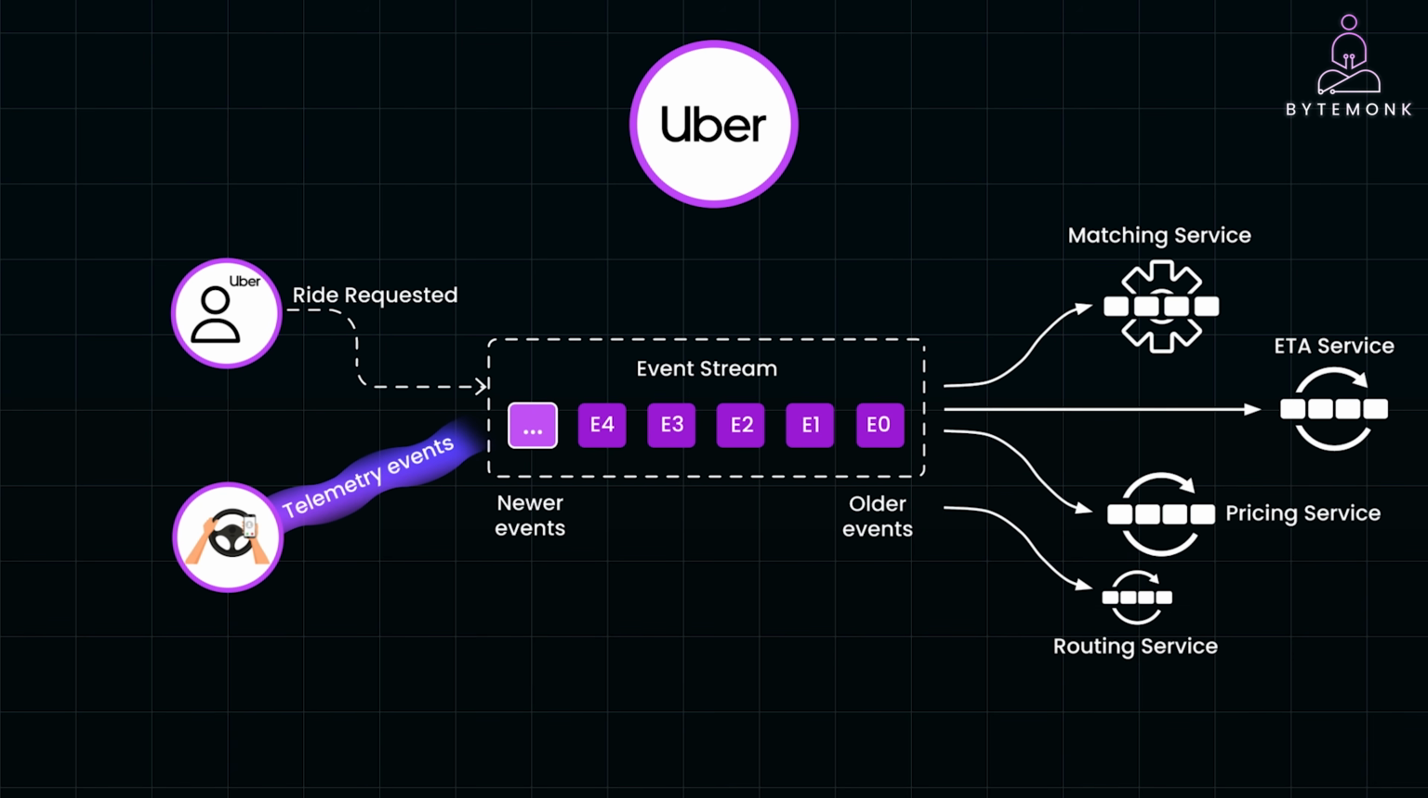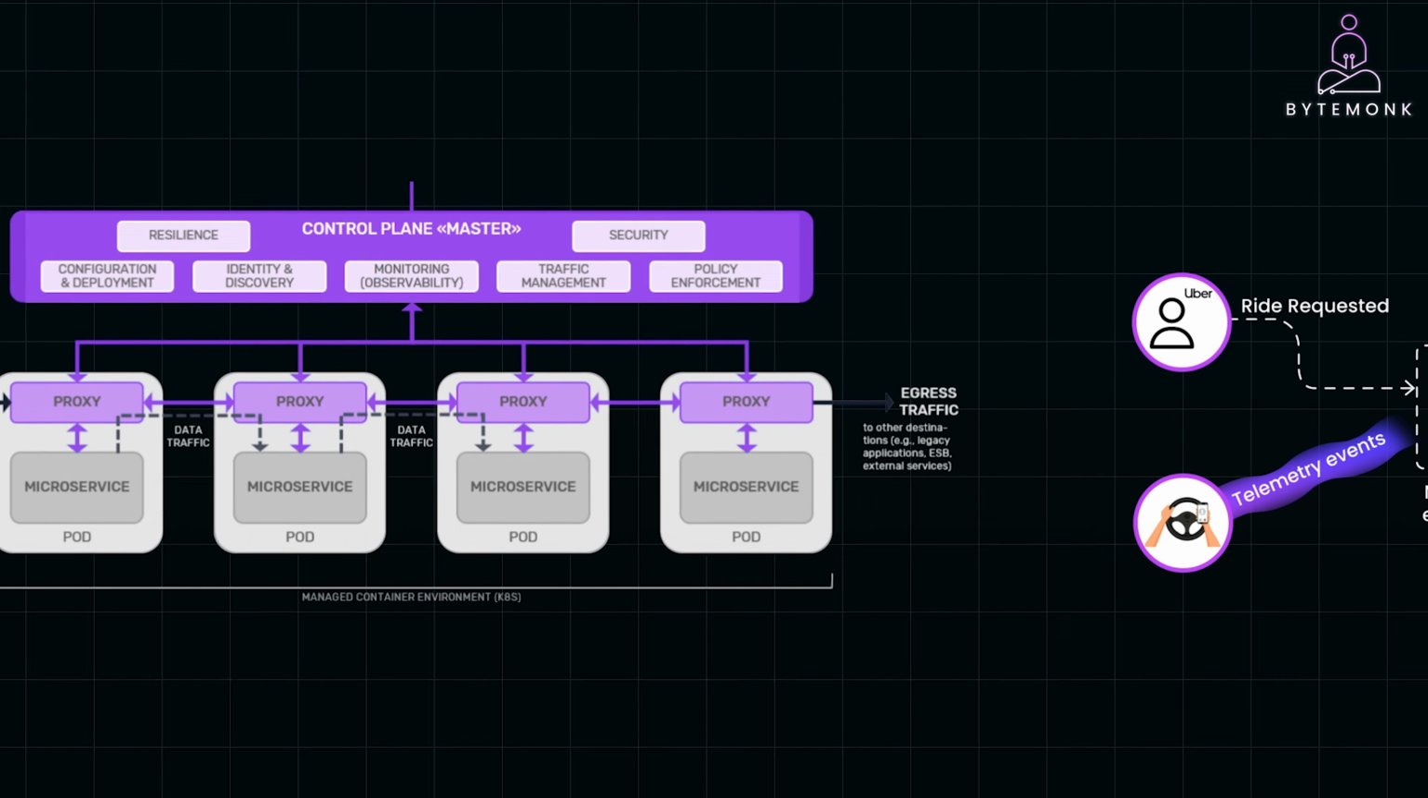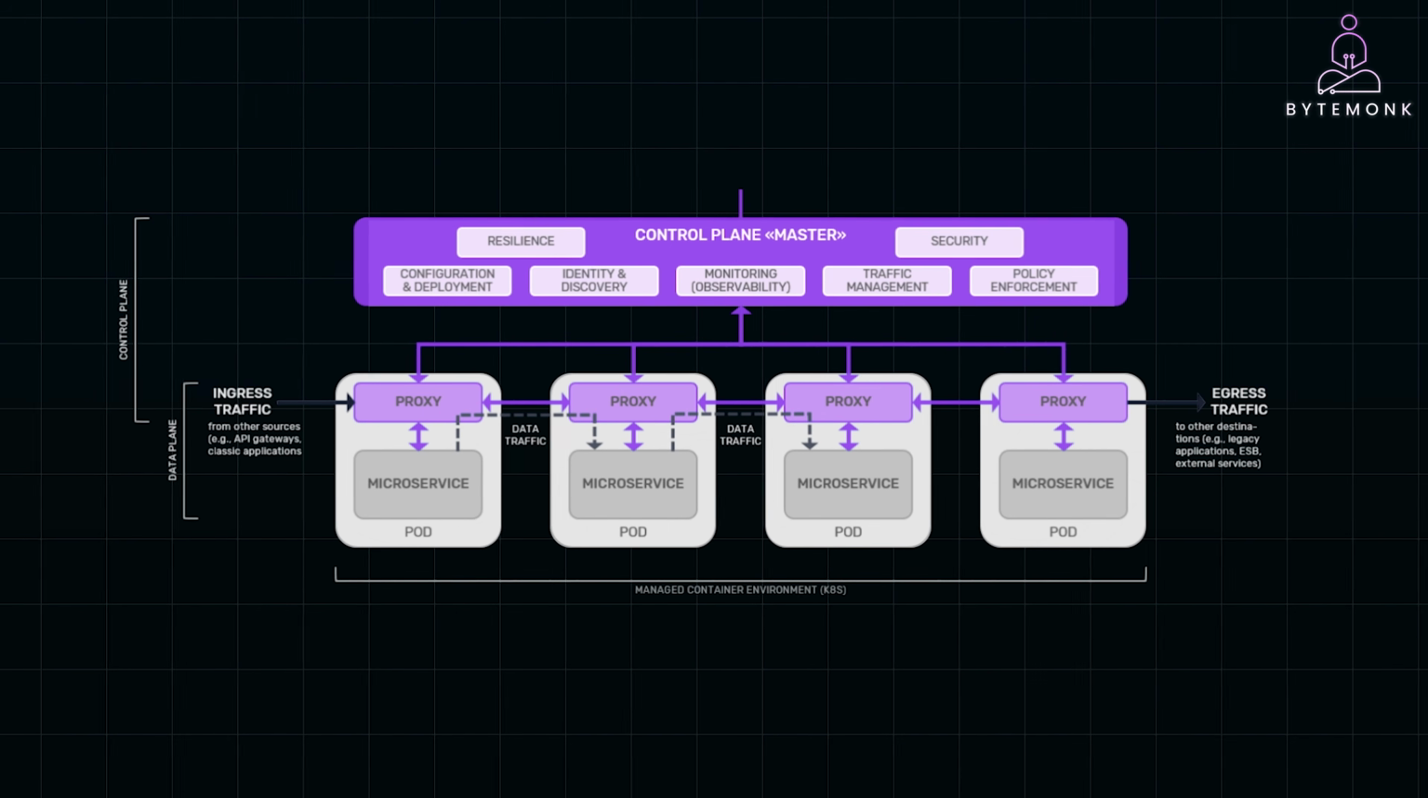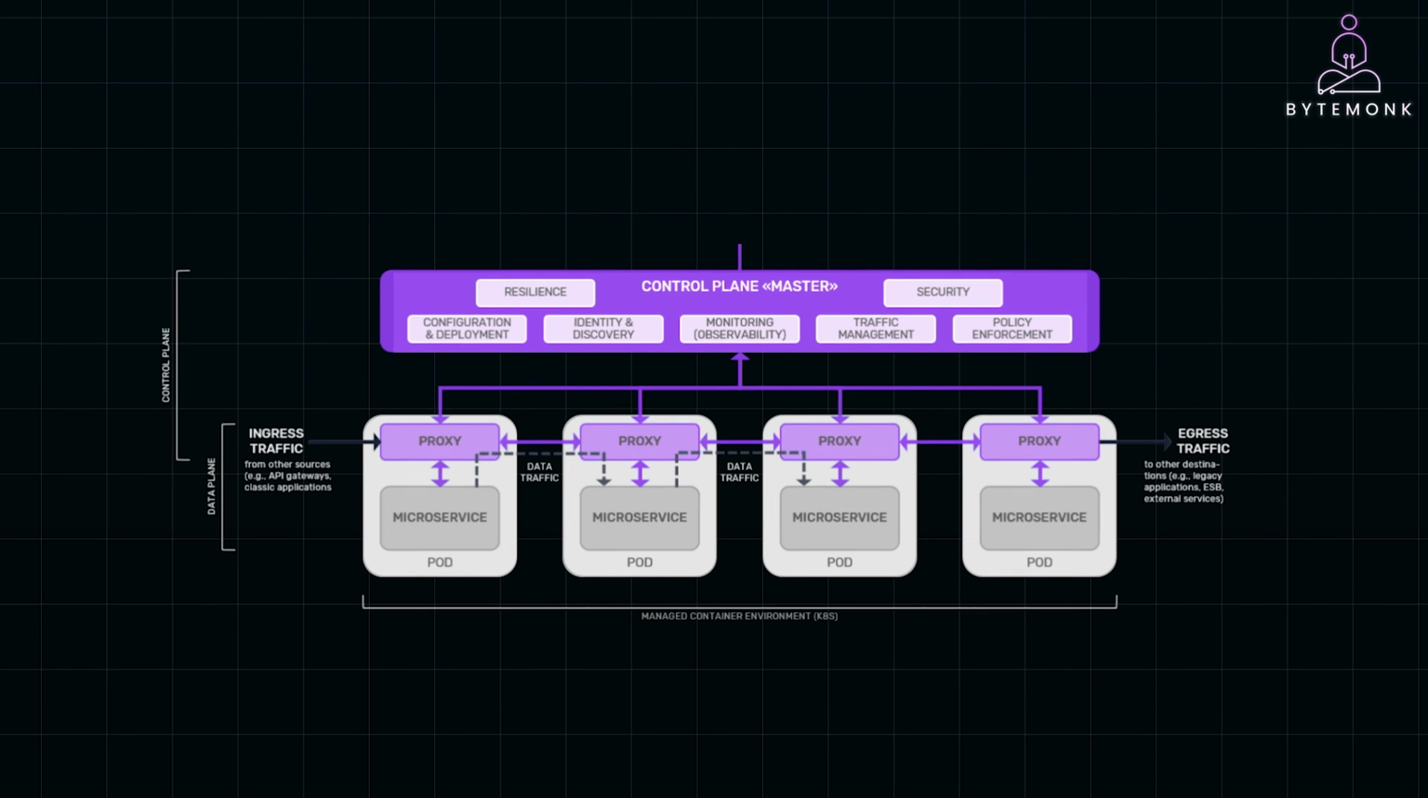Uber's EDA allows the platform to process high-frequency events like ride requested, location updates, and pricing changes with high efficiency and fault tolerance. Now, recently I have explained the concept of service mesh and sidecar pattern. Event-driven architecture, service mesh, and the sidecar pattern are all patterns used in microservices architecture, but they solve different problems.